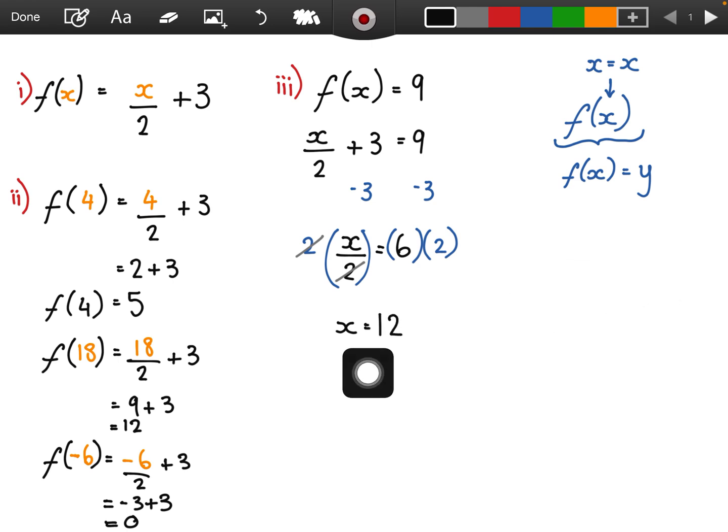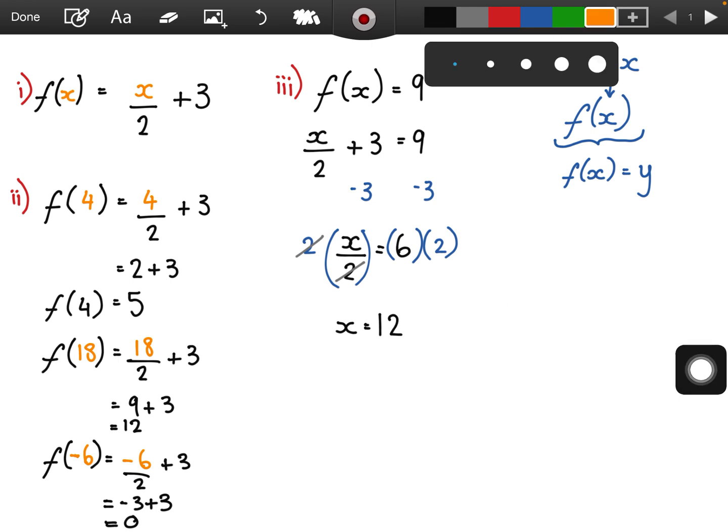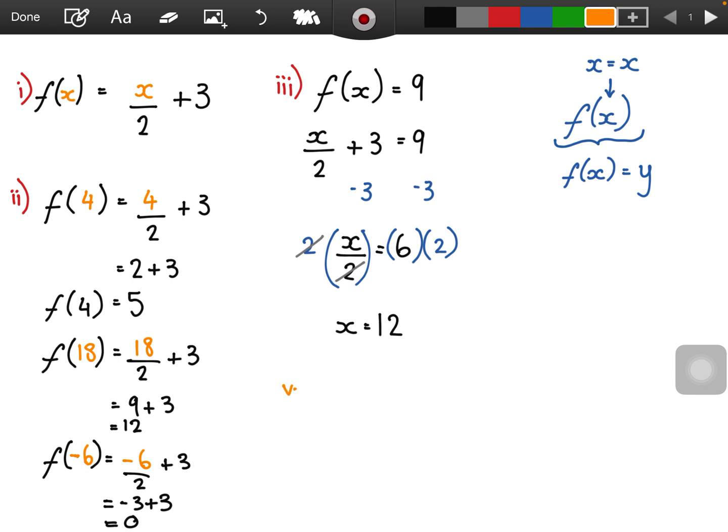Okay, and we know how we can verify this if we wanted to. We could see if I was to put x equals 12 back into my function, do I get 9 out? So if ever I was asked to verify that x equals 12 when the function is equal to 9, then I would literally just be putting back in f of 12. Because f of 12 is equal to 9 is what we've just figured out.